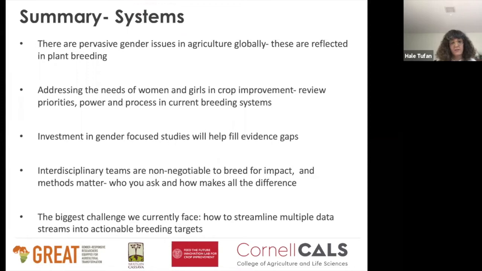And I think interdisciplinary teams are absolutely non-negotiable to be able to breed for intentional social impact, and that some of the methods that you use would have to be themselves interdisciplinary, because who you ask and how makes all the difference to the information that you're getting. And I would say the biggest challenge we currently face, and especially the NEXTGEN work over the next year, is making sense of these multiple data streams to really distill down into actionable breeding targets. And I think that in itself is going to be a significant task that we may again have to innovate around a little bit.